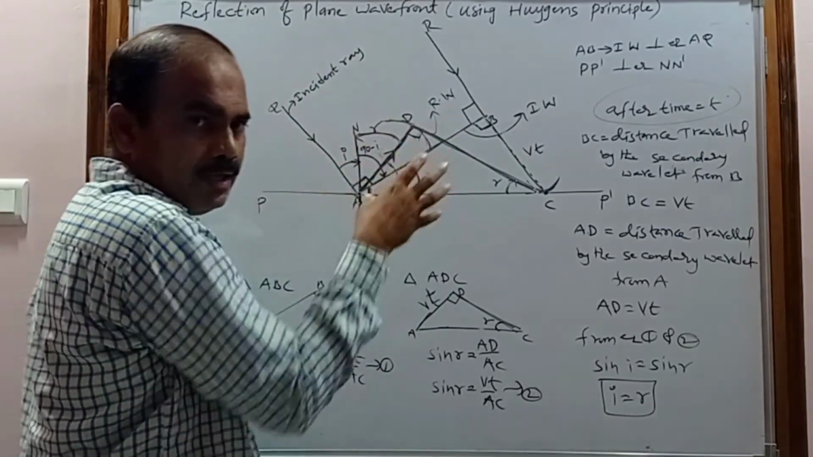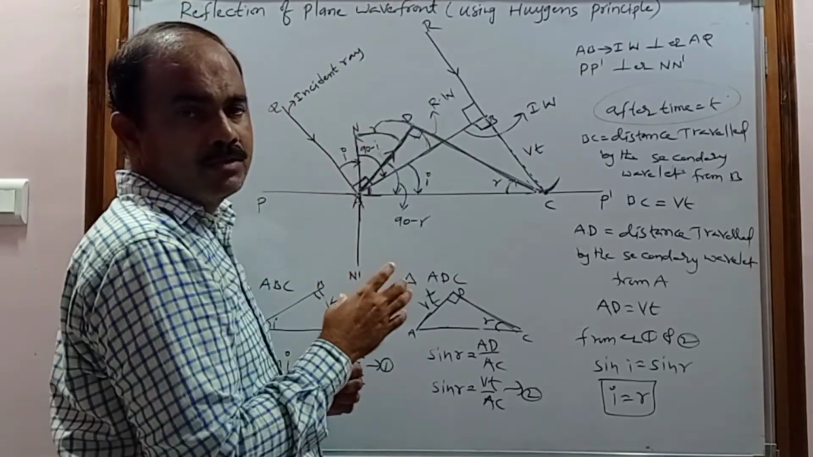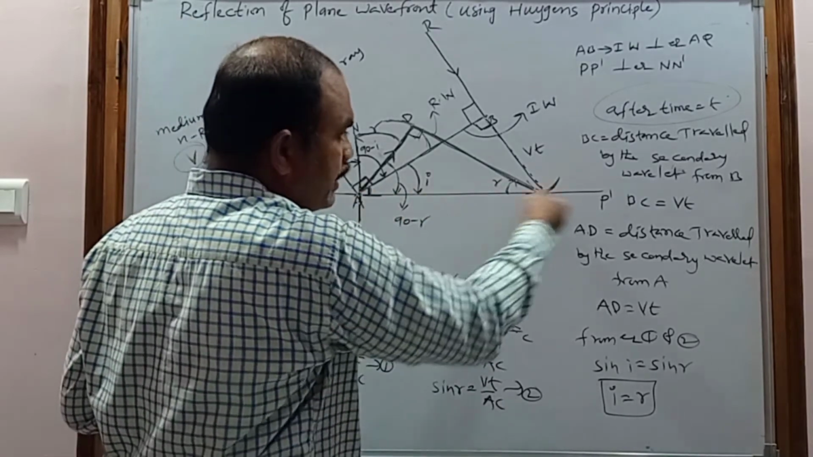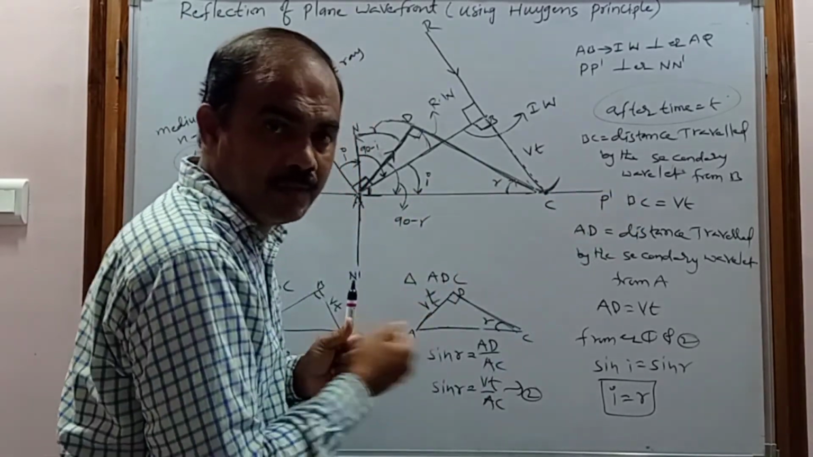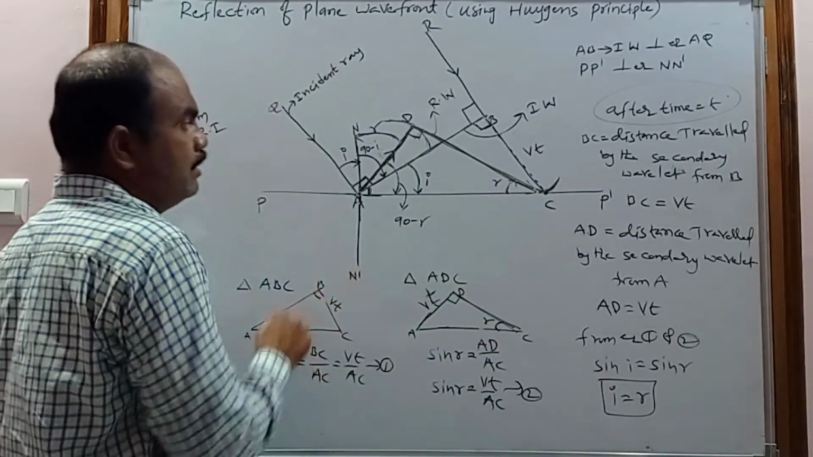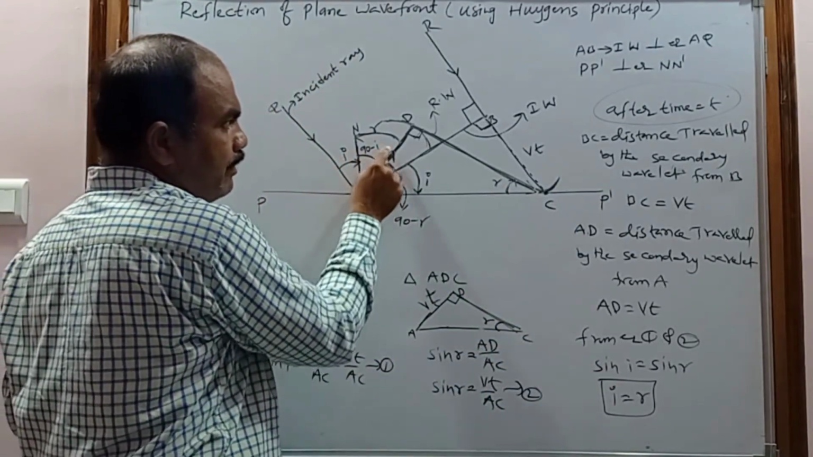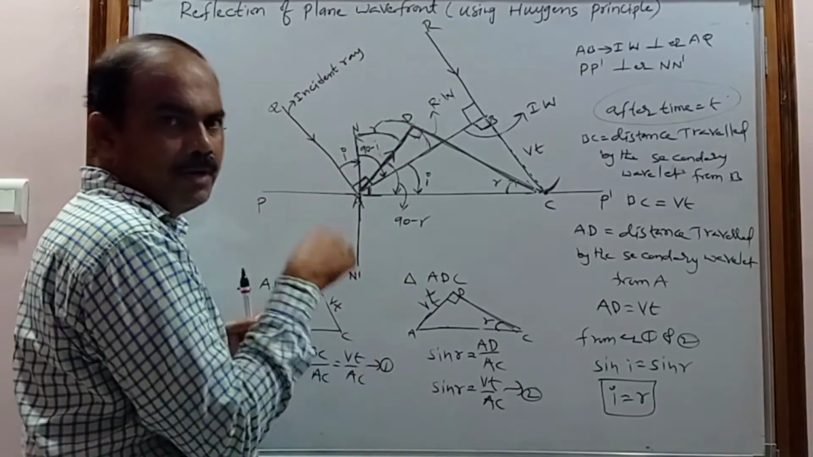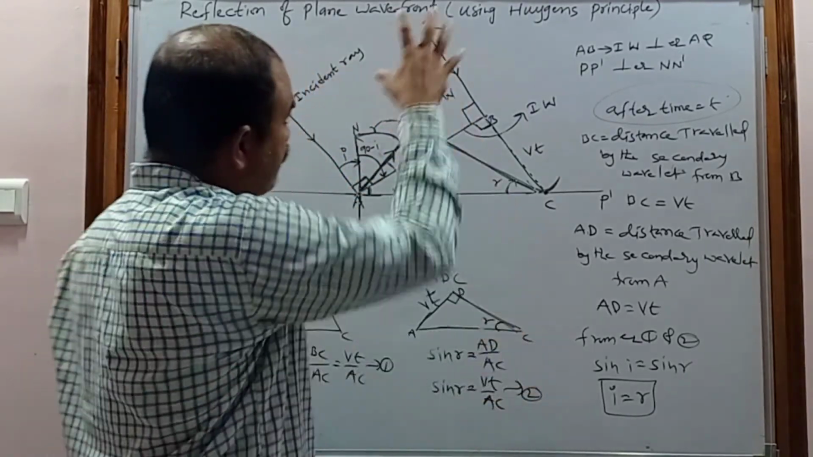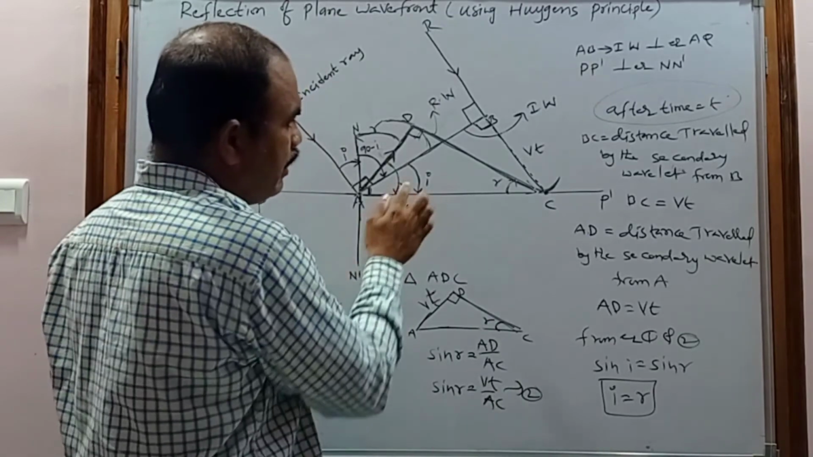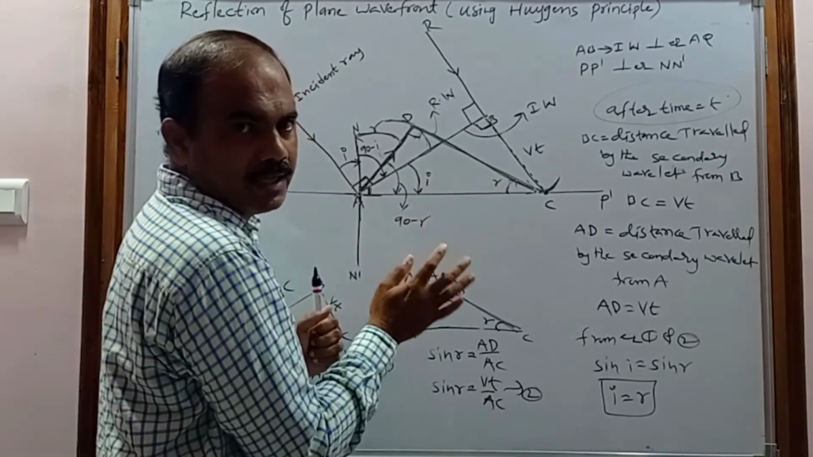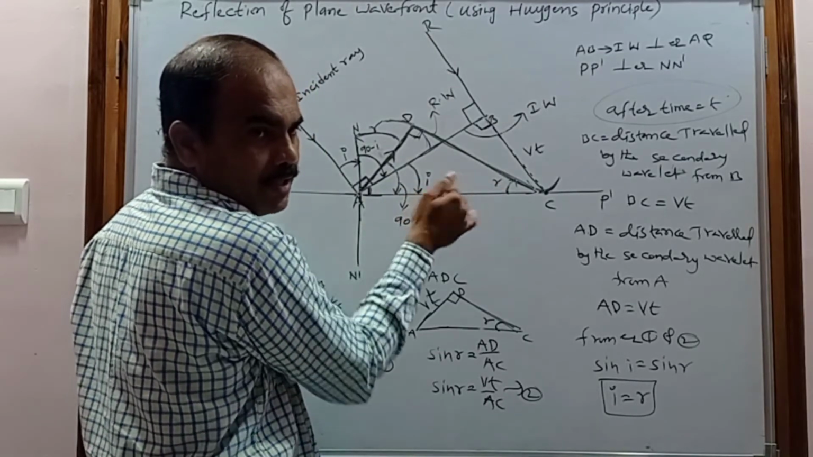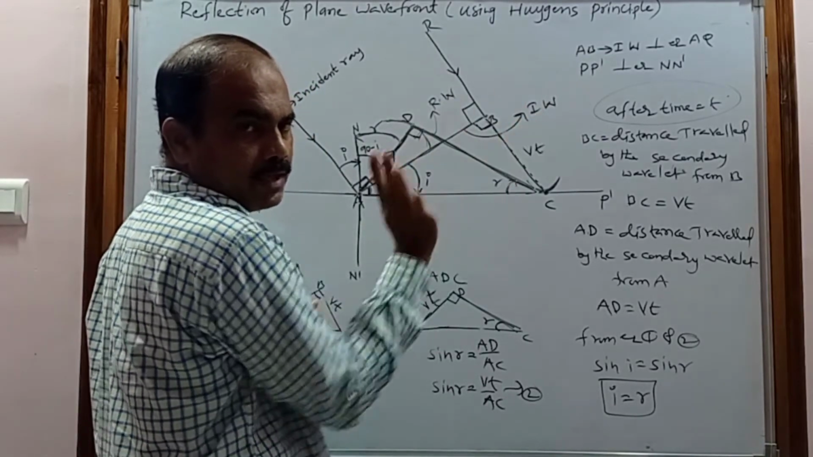In case of the plane wavefront, the angle of incidence and angle of reflection can be measured by taking the surface as a reference. But in case of ray optics, the angle of incidence and angle of reflection can be measured by taking the normal as a reference. In case of the wavefront, the angles can be measured with respect to the surface from which the plane wavefront undergoes reflection or refraction.